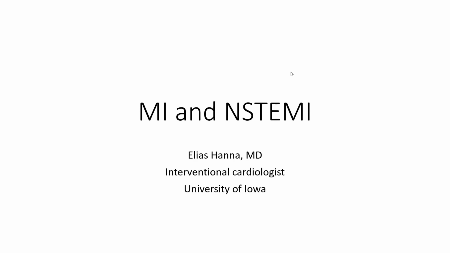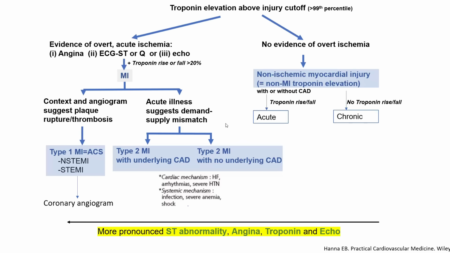I want to talk about non-STEMI, and I want to give a lot of ideas regarding troponin and EKGs beyond what you see in guidelines and books. First, you need to know the 4 big types of myocardial injury each time you see troponin elevation. How do we clinically define MI?